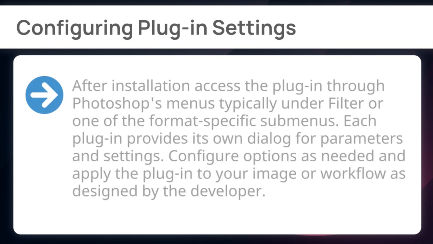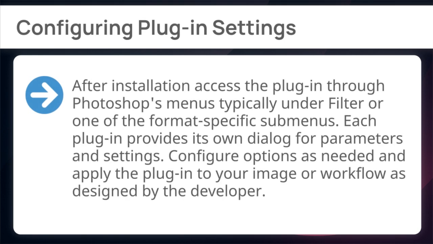Next, configuring plugin settings. After installation, access the plugin through Photoshop's menus, typically under Filter or one of the format-specific submenus. Each plugin provides its own dialog for parameters and settings. Configure options as needed and apply the plugin to your image or workflow as designed by the developer.